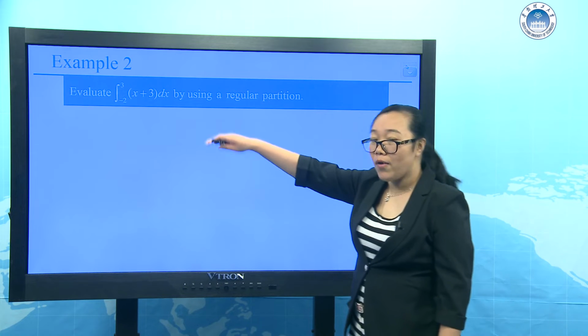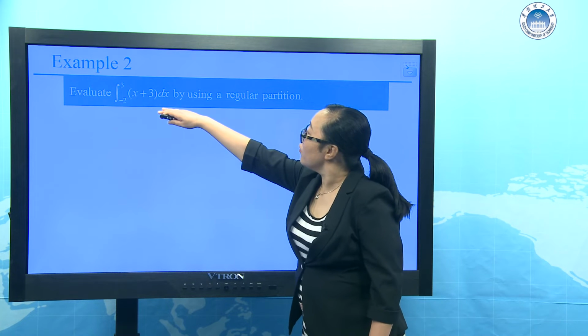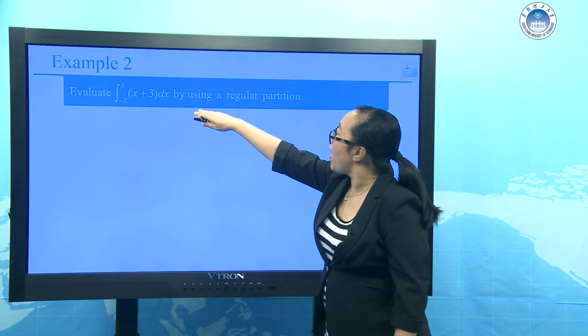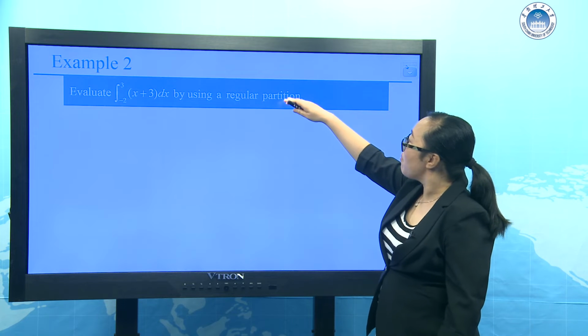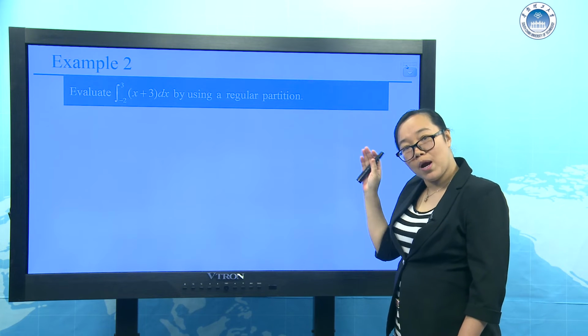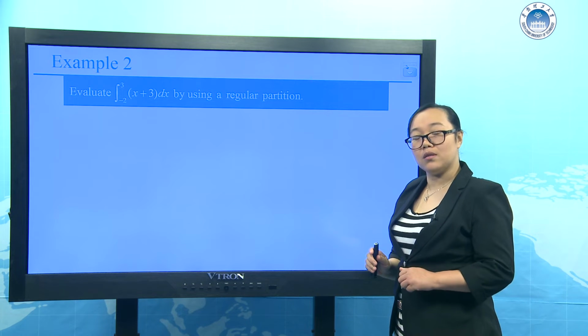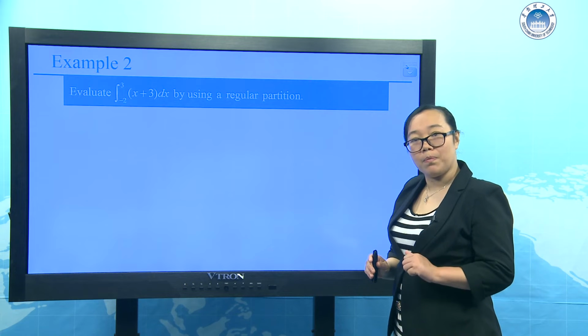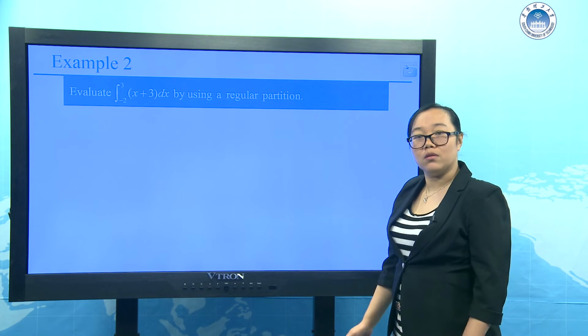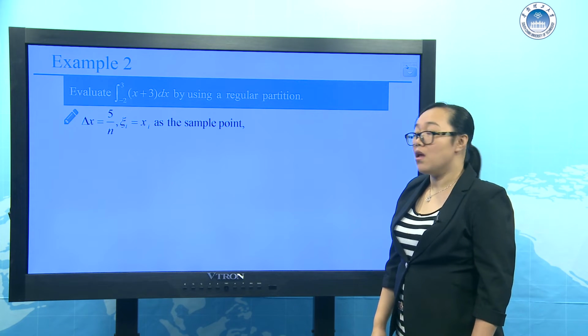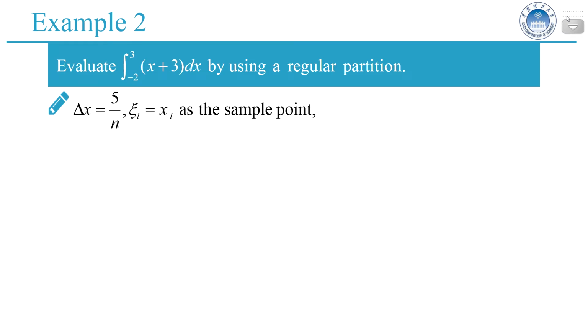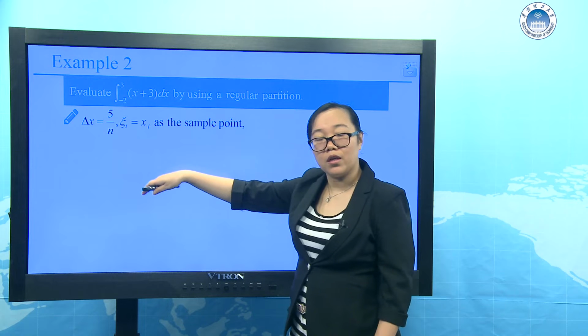Try to evaluate the definite integral by using a regular partition. Do you know partition? Yes, partition means our step 1, segmentation. So now look at the idea. In example 1, delta x equals 1 over n. In this question, delta x equals 5 over n. Why? Can you tell me?